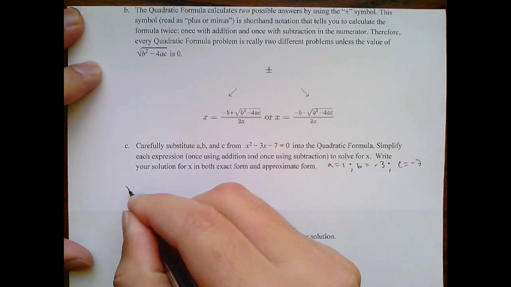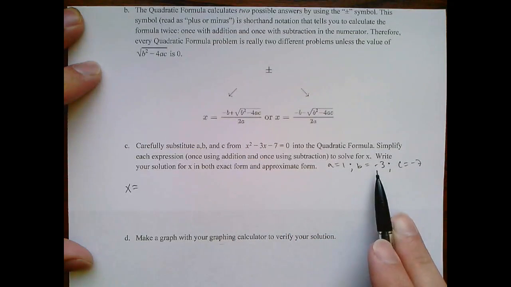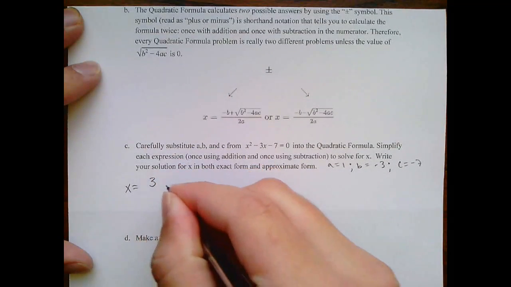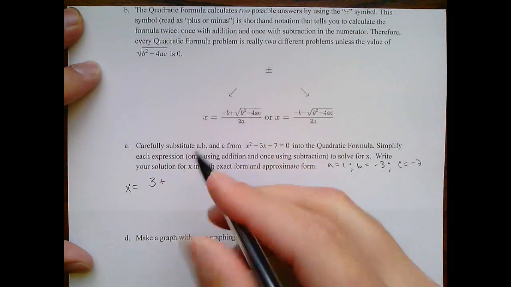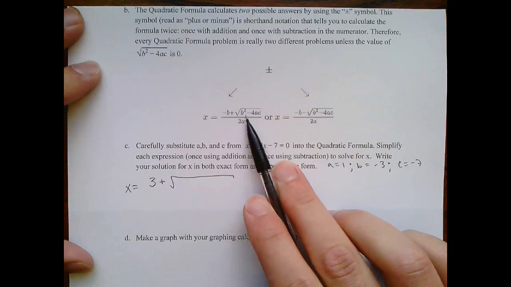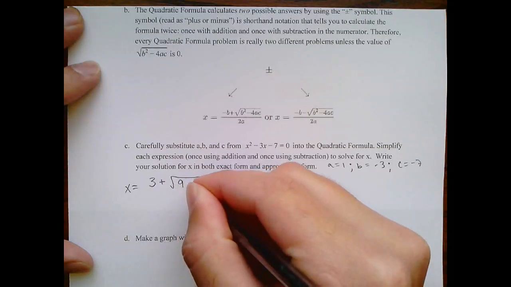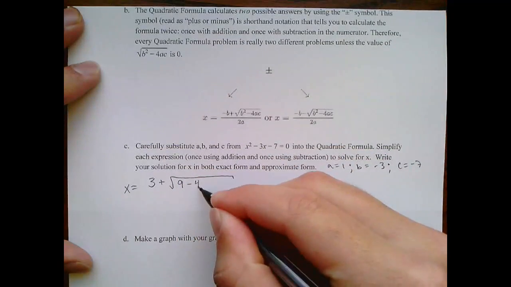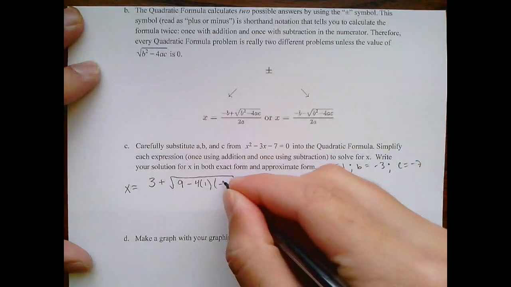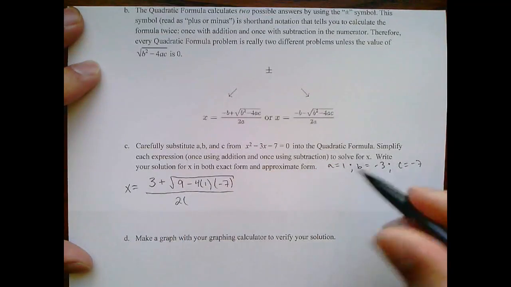So here we go. X equals, let's do the positive one first, negative b. So we go to our b value. So here we have negative 3. What is the opposite of negative 3? The opposite of negative 3 is positive 3. So we'll go plus. We're doing the positive one first. Square root. And here we see b squared. So what is b squared? Well, I go to b and I square it. What is negative 3 squared? Well, negative 3 times negative 3 is positive 9 minus 4 times the a value. The a value is 1 times the c value, which is negative 7. All over 2 times the a value, which in this case is 2 times 1.